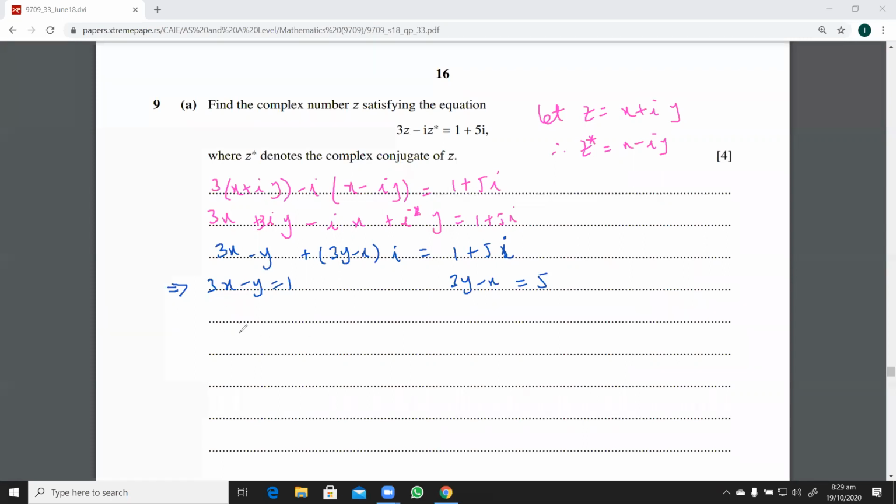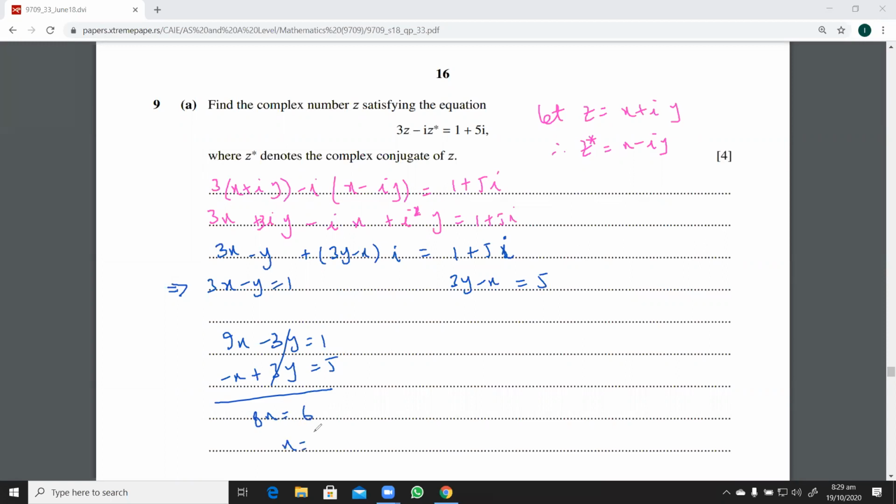So I'm just going to multiply this equation with 3. This is 9x minus 3y equal to 3. And I'll just add it with this equation, that is equal to 5. So this is 8x, that is equal to 8.